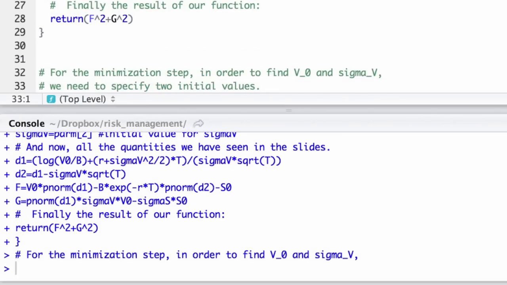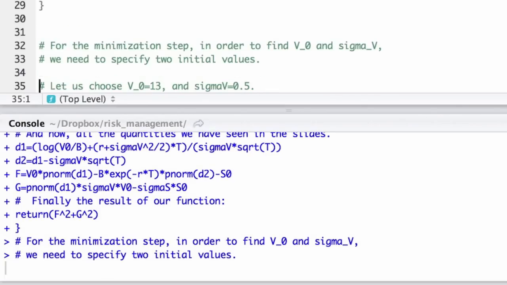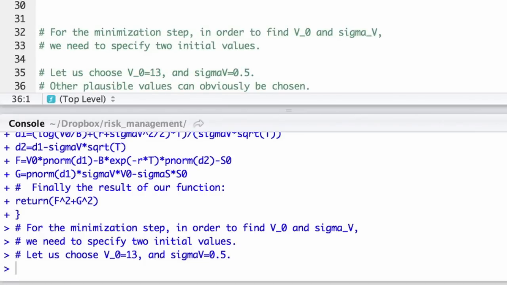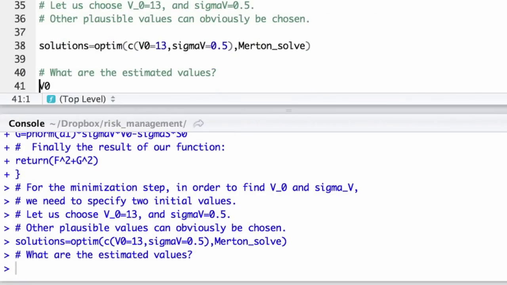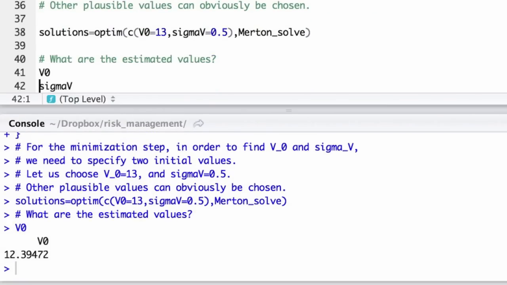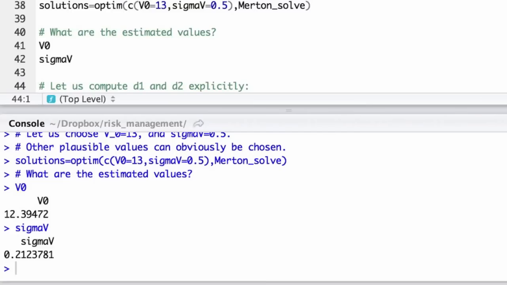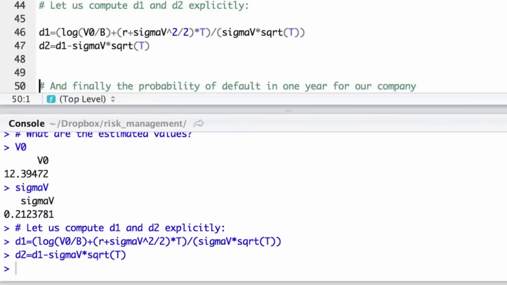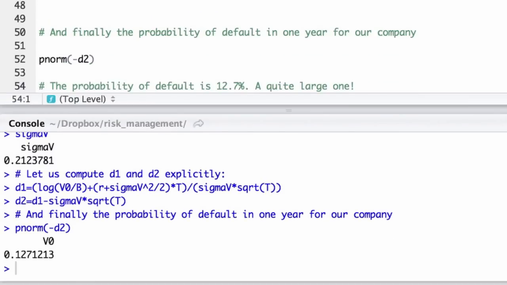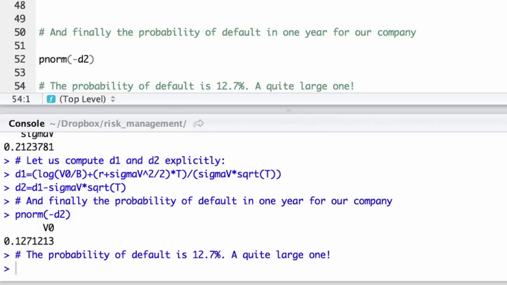To minimize this function, we use the optim routine in R. We have to provide two initial guesses for V0 and sigma V, and we choose 13 and 0.5. What we get are two values for V0 and sigma V that are 12.39 and 0.2124 respectively. We now compute D1 and D2 explicitly, and thanks to pnorm of minus D2, we find that the probability of default in 1 year is 12.7%.